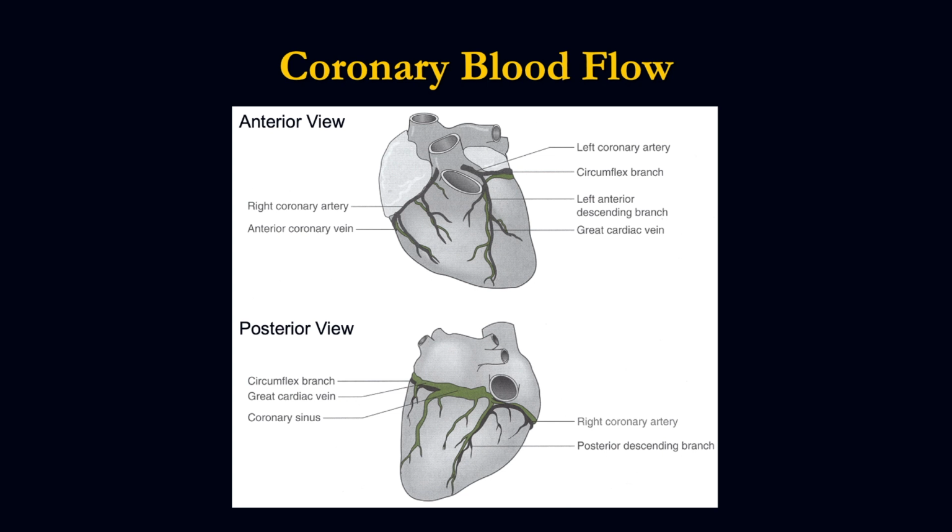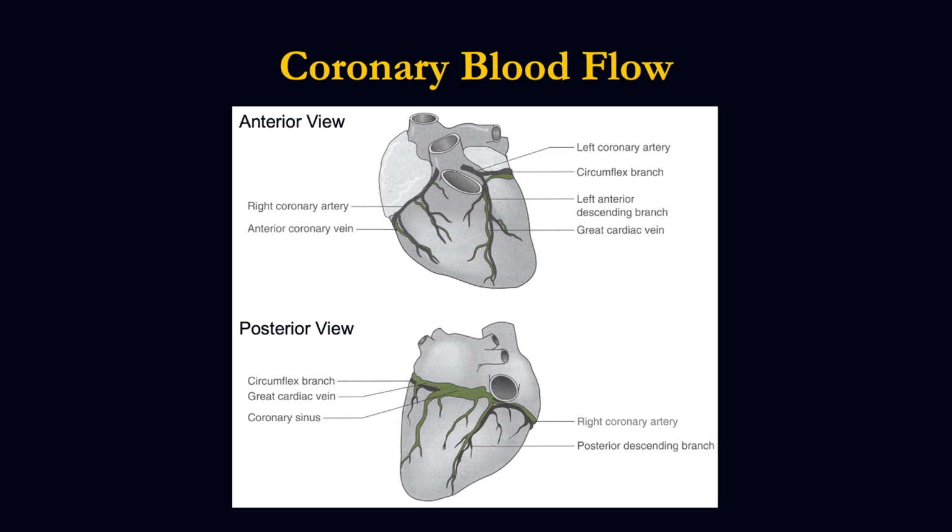It's also important to note that the left coronary artery branches off into the left anterior descending branch. This is what we call the widowmaker, because most of the blockages that occur with a heart attack are occurring in this branch. So when does the heart get its blood supply? Is it during systole or diastole? If you said diastole, you'd be correct.